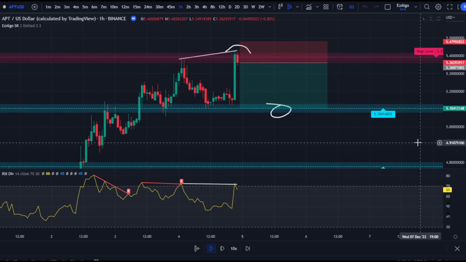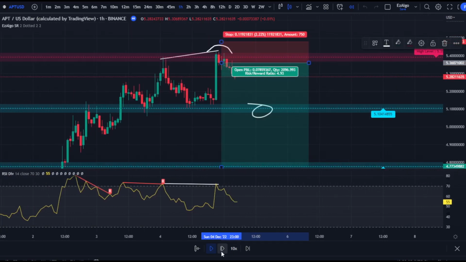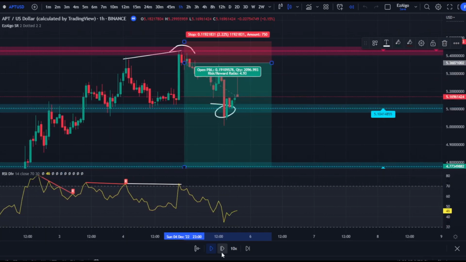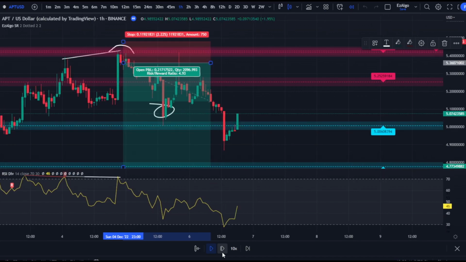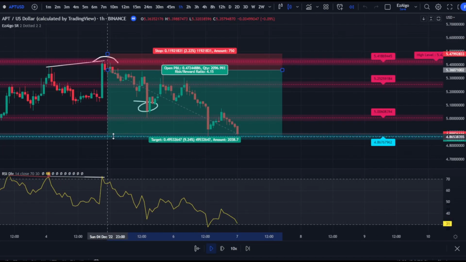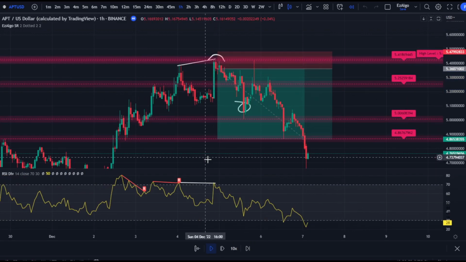You'd be targeting this support level down here for your first take profit, and then probably this one all the way down here for your second take profit. And that trade plays out, I believe, right? Hits that first take profit, maybe gets stopped out again at break even. Maybe you kept holding, probably take most of your profits right here now that we're forming a new support level. So that was a great trade right there using the RSI.